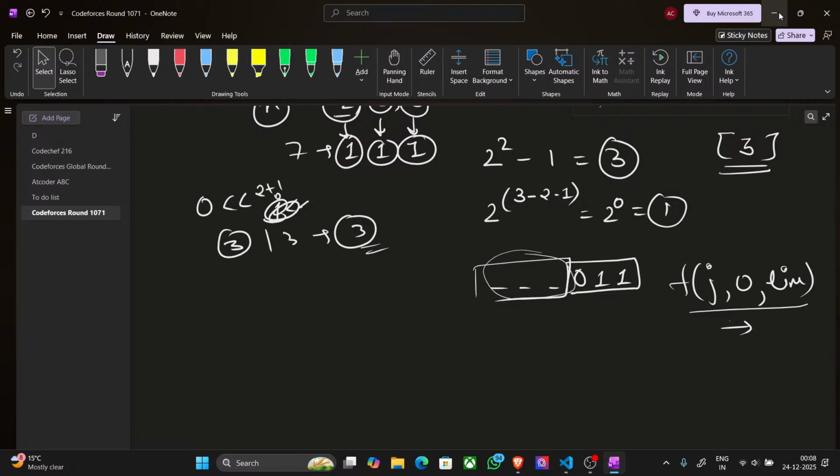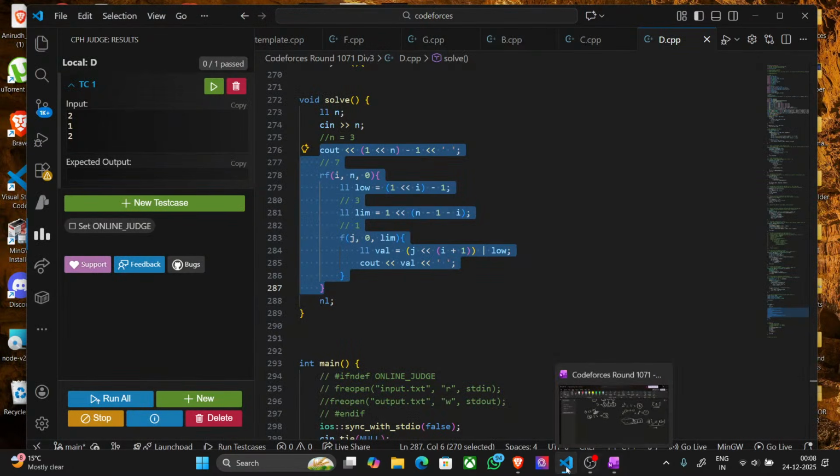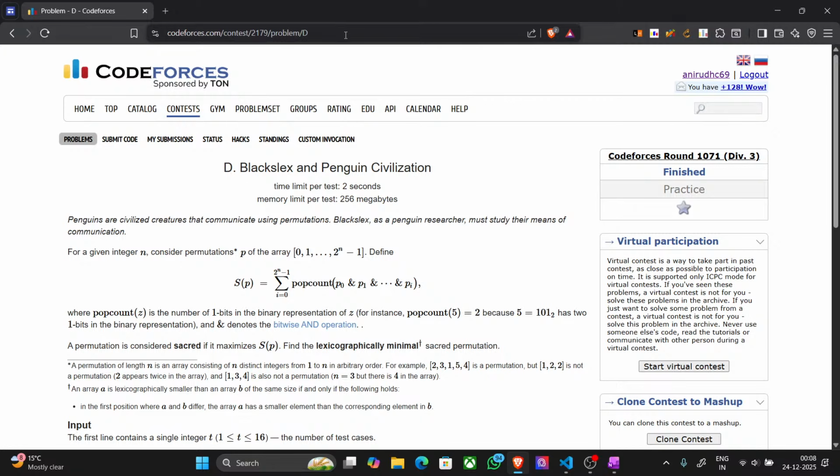So we are moving towards the fifth problem of today's contest, which is E.